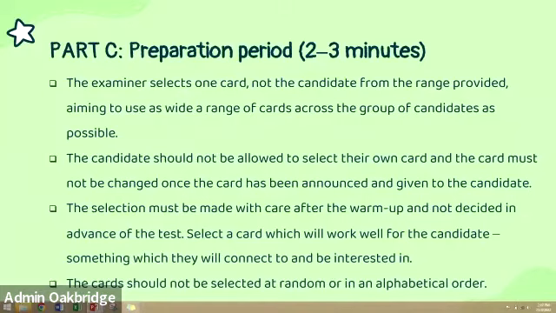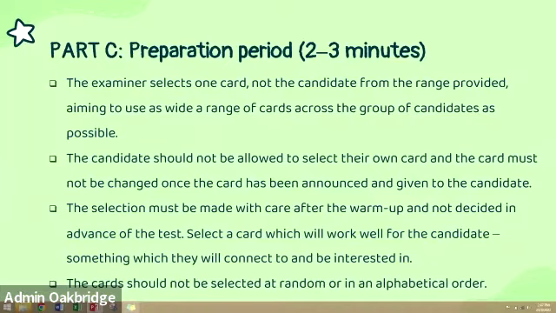All right. So it's not possible for you to change the card once it has been announced by the examiner. The selection must be made with care after the warm-up and not decided in advance of the test. This is also important. There is no way the card is selected before the exam. Only in part C, it will be selected for you.